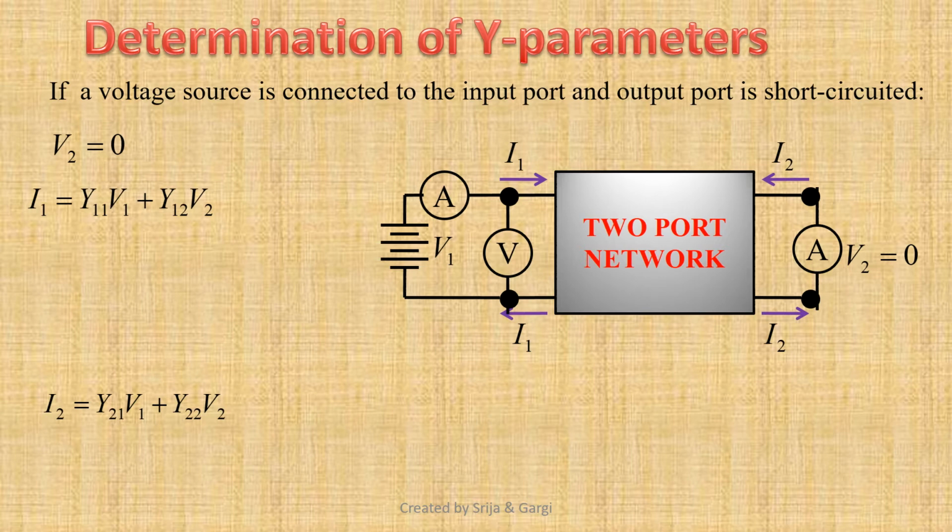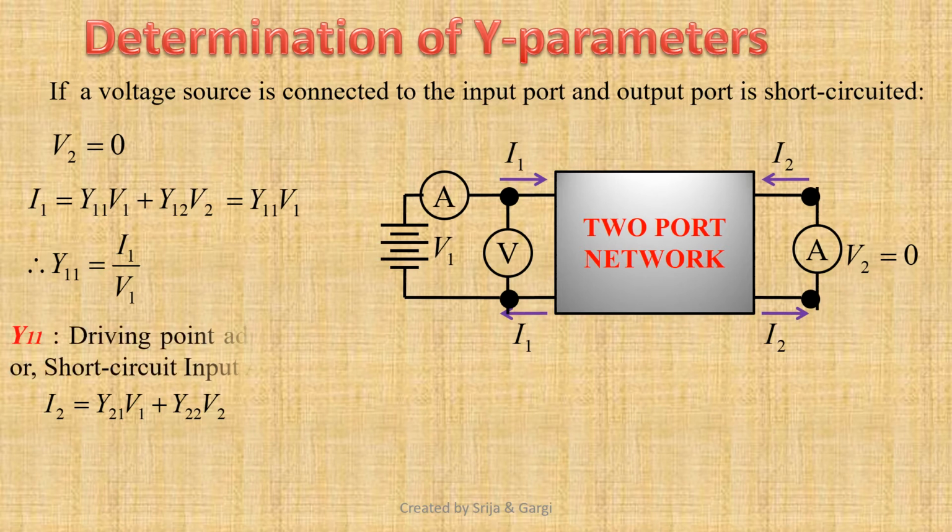When V2 equals 0, the first equation reduces to I1 equals Y11 V1. Therefore, we get Y11 equals I1 by V1. Y11 is termed as driving point admittance at port 1 or short circuit input admittance.